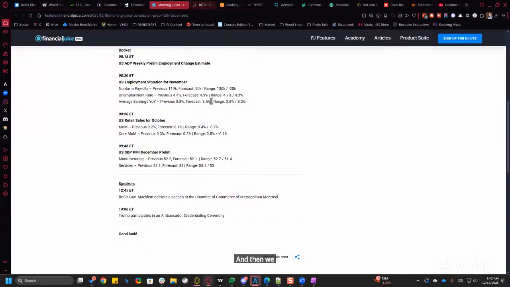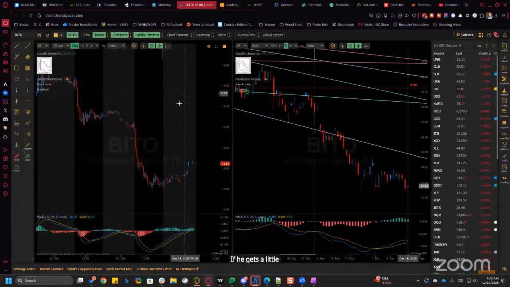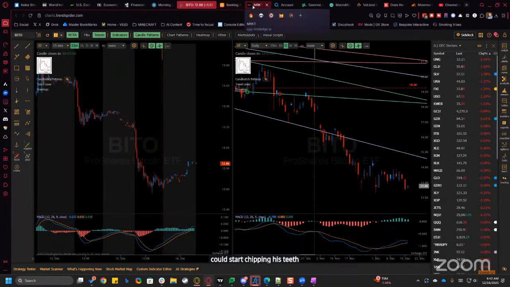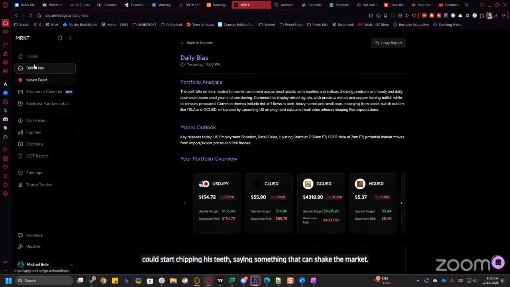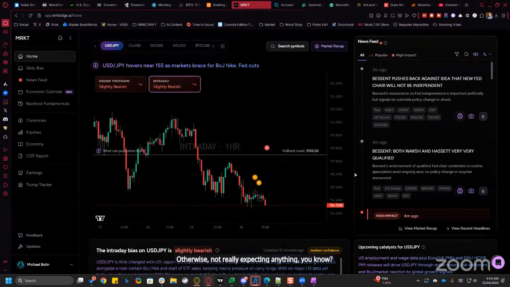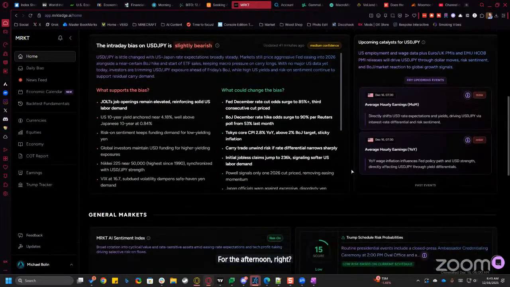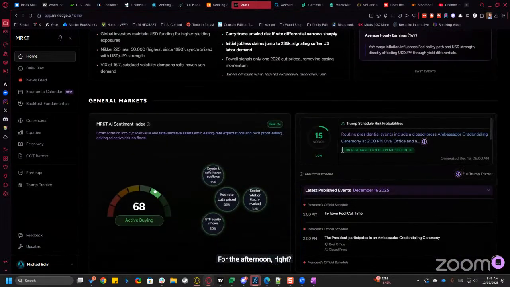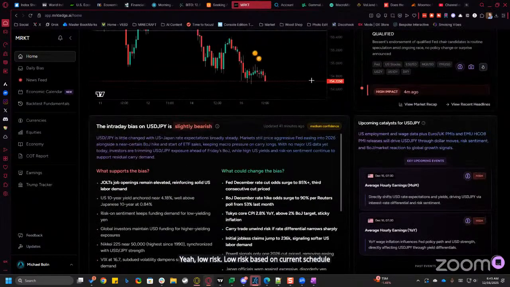And then we're going to see perhaps something coming out of the White House today. The president has a ceremony at 2 o'clock. If he gets a little Q&A, he could start speaking and say something that can shake the market. Otherwise, not really expecting anything for the afternoon, right? Yeah, low risk. Low risk based on current schedule. All good.